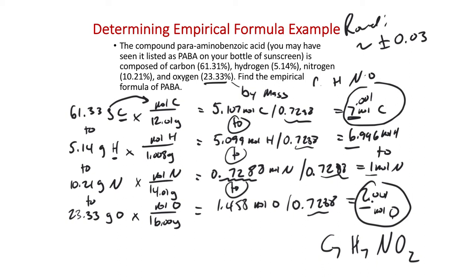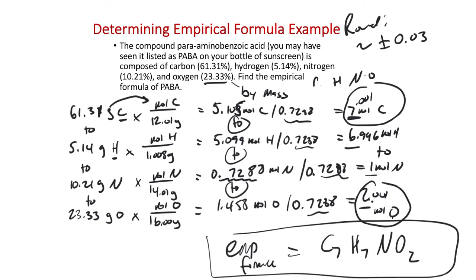Yes? Oh, yeah, I just transcribed that wrong. Yeah, thank you. So it should be 5.105. And that's going to be closer to 7.000. Okay. And so this would be the empirical formula.